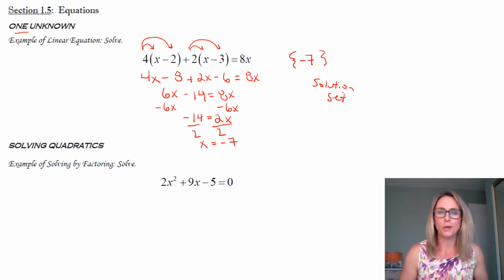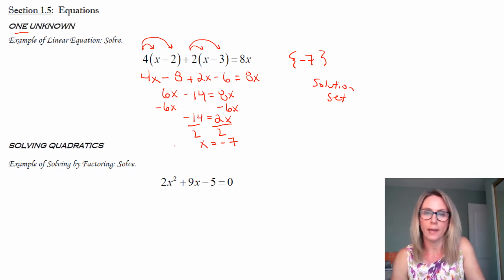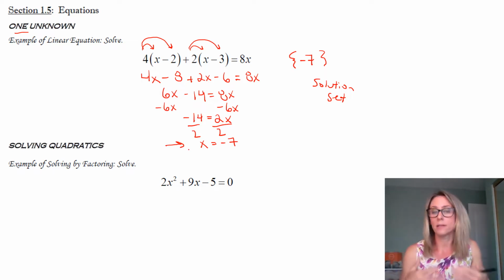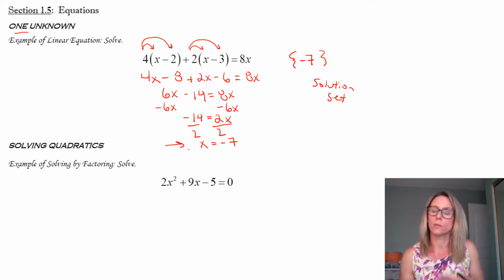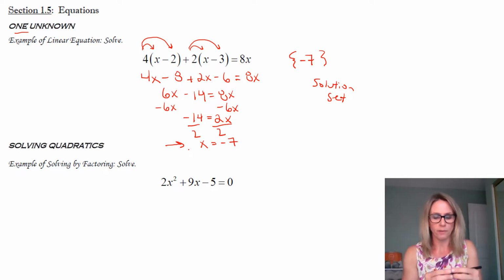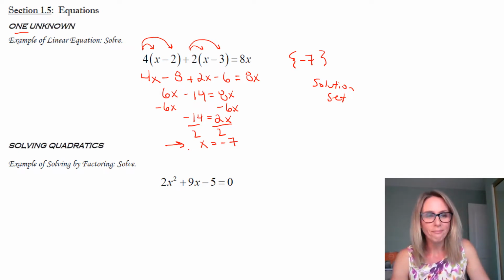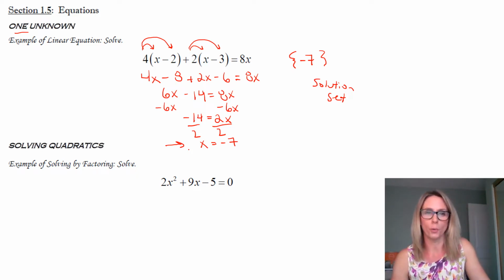There are different thoughts on whether it's needed or not, but understand that what we finished with in the end is still an equation, x equals negative 7. So if our job is to find the solution to this equation, the thing that makes it true is negative 7. So I've put that in a solution set. That's our basic idea with one unknown, a linear equation of one unknown.